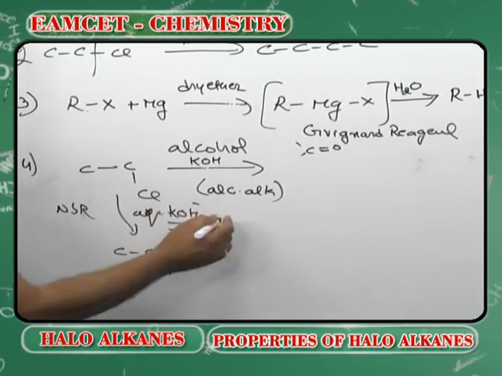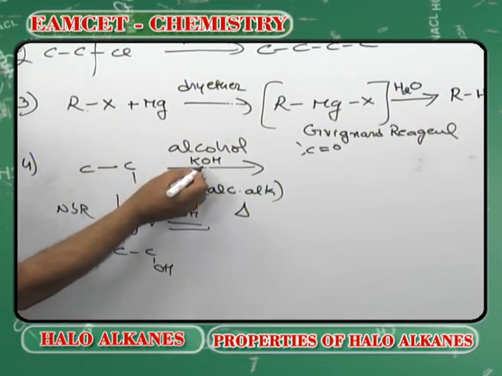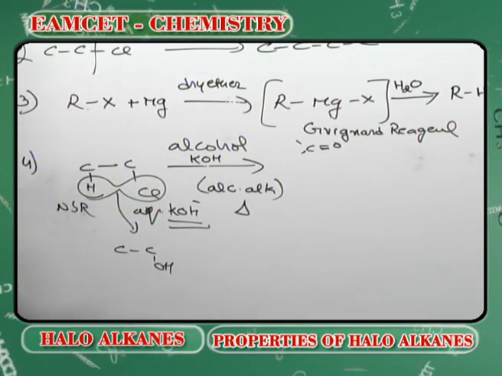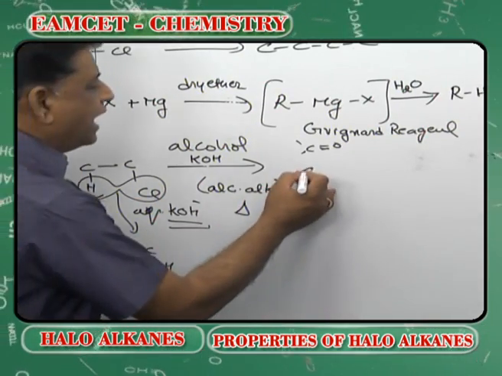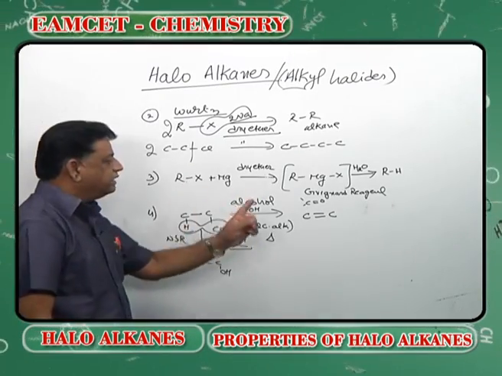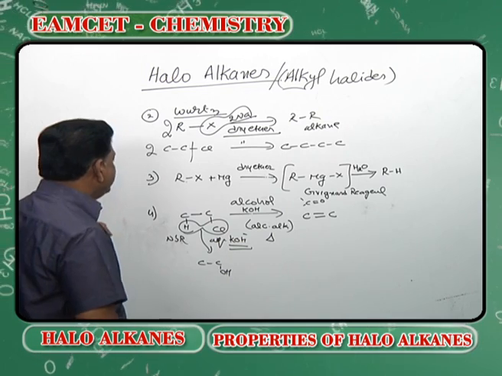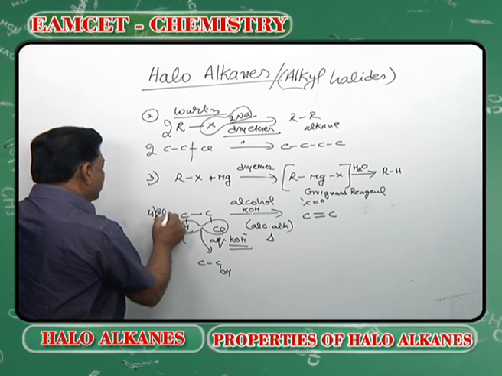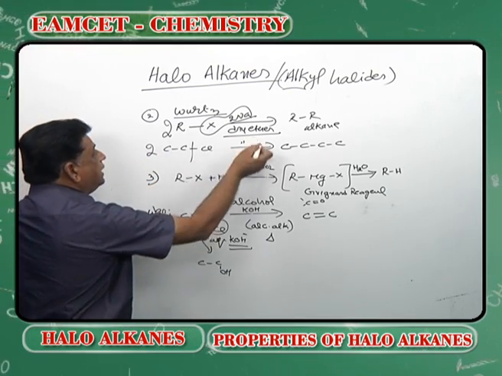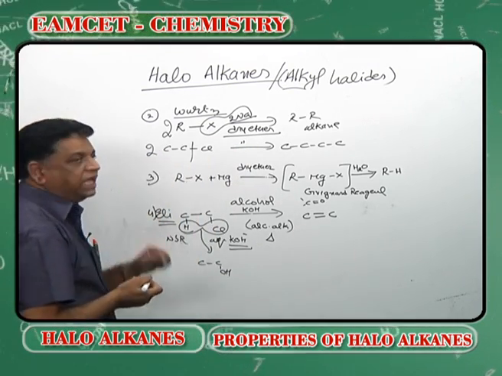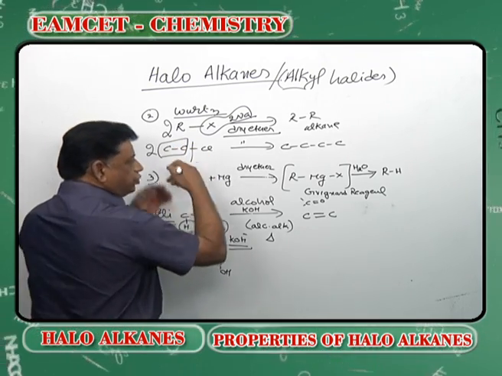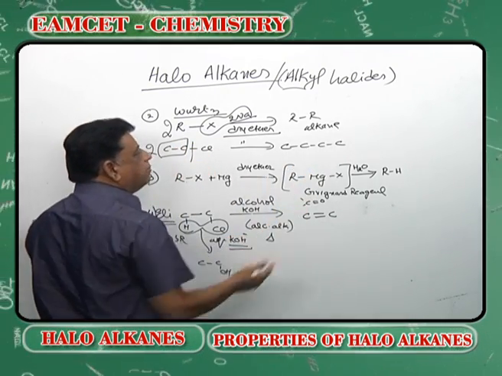If you add that solution and heat it, because of the stronger base, one HCl molecule will be removed and you are going to get alkene formation. So ethyl chloride is going to give an alkene. This is an elimination reaction, and the other is a Wurtz coupling type of reaction. Wurtz reaction is a coupling reaction, because one alkyl group is joined with another alkyl, therefore it is a coupling reaction.